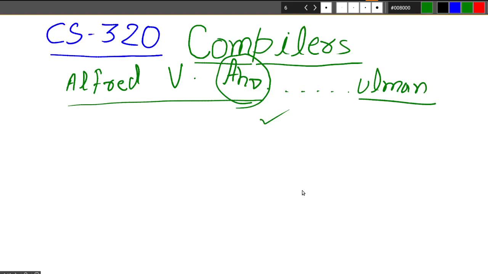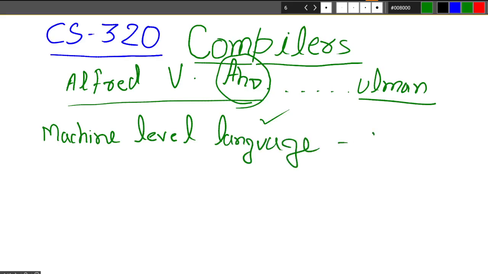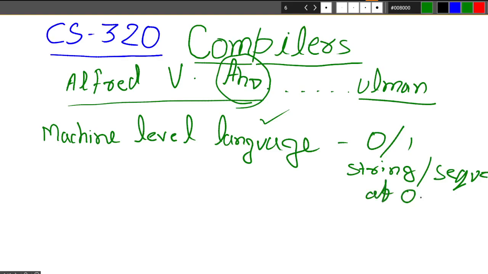So whatever language you use, I want to say one language, which is machine level language. This machine level language is actually zeros and ones, a string or sequence of zeros and ones. So the computer only understands this machine level language, zeros and ones.